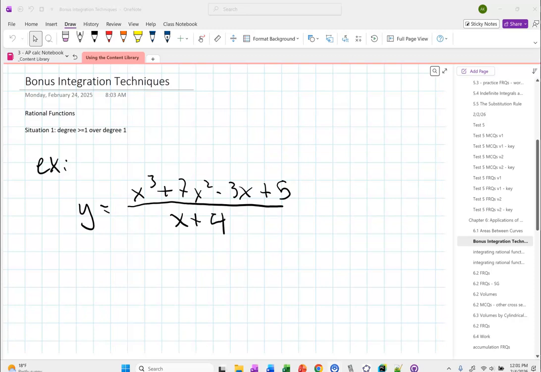Everybody. My plan here is we're going to talk about some test 6 stuff because we moved the test 5 date till Tuesday next week. So we're going to talk about some additional integration techniques that we can use on rational functions.